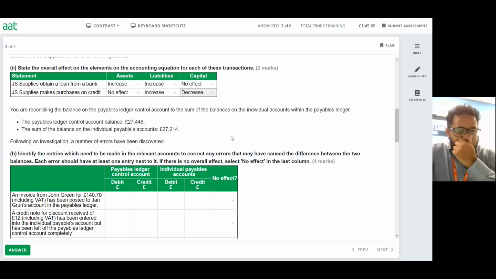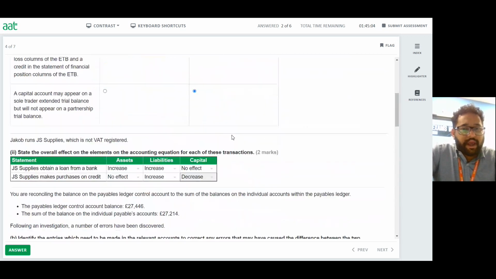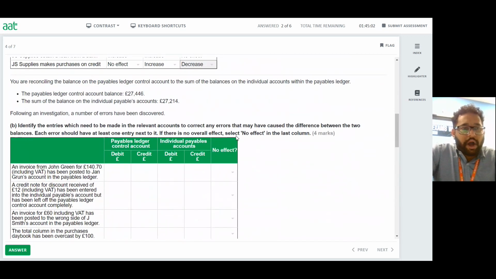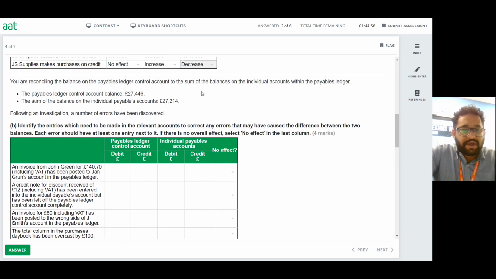So let's look at the next question now quickly. We have a few more to go anyway. Here you are reconciling the balance of the payables ledger control account to the sum of the balances on the individual accounts within the payables ledger. The payables ledger control account has 27,446, and the sum of the balances of the individual payable accounts is 27,214. So the PLCA is higher, and the purchase ledger individual accounts are showing a lower balance.